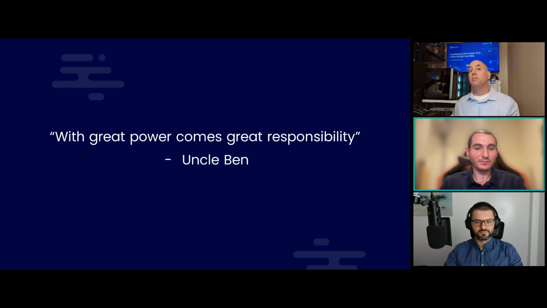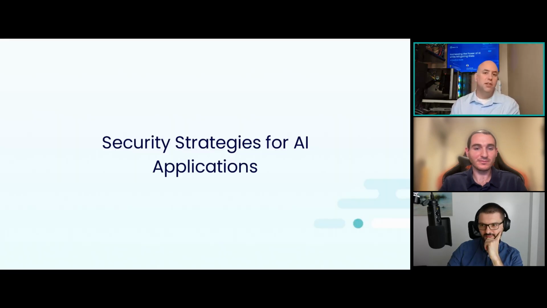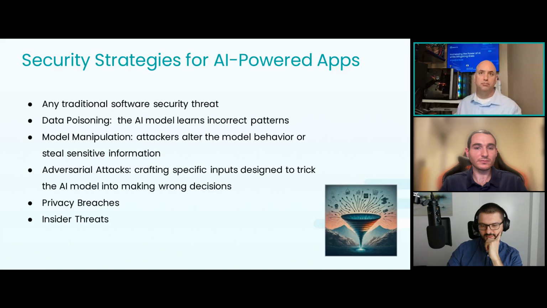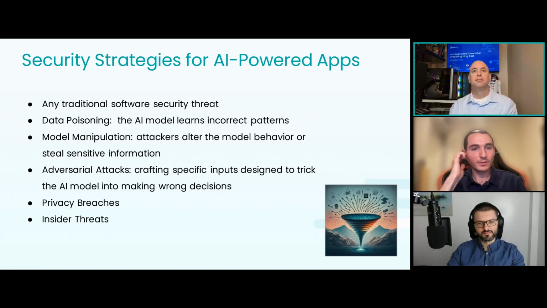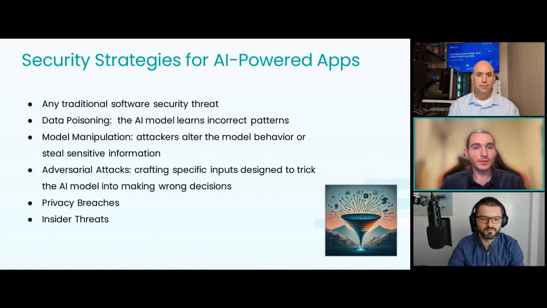Okay. So with great power comes great responsibility. Uncle Ben. For those who know Spider-Man, you know the quote. So let's talk about security strategies for AI applications. Yeah, so when we think of the security strategy, let's start with the security threat landscape. We mentioned it quite a few times: we have all the traditional software security threats. We need to keep in mind that we are aware of them, and not treat the whole LLM area as something that is not subject to software security threats.